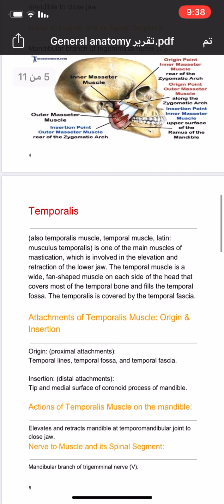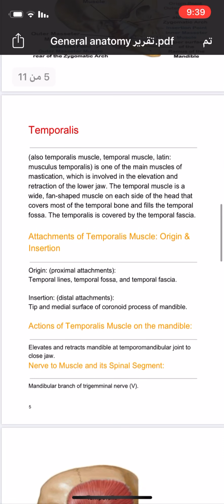Now we come to the temporalis. It is one of the main muscles of mastication, involving elevation and retraction of the lower jaw. The temporalis muscle is wide, a fan-shaped muscle on each side of the head that covers most of the temporal bone and fills the temporal fossa. The temporalis is covered by the temporal fascia.